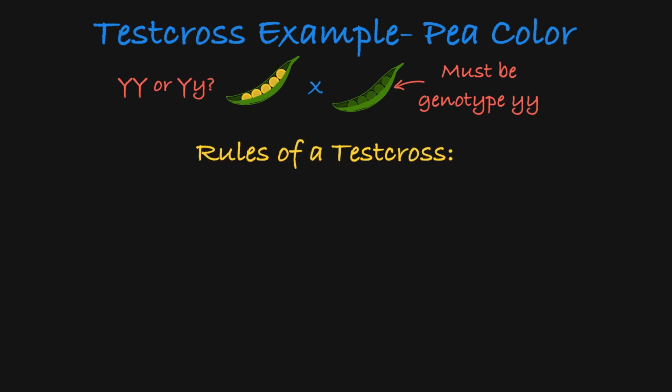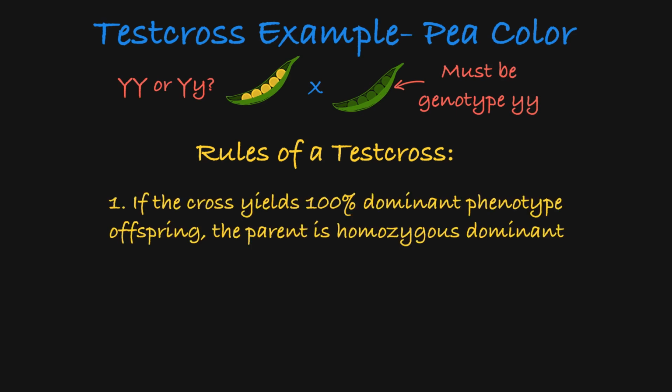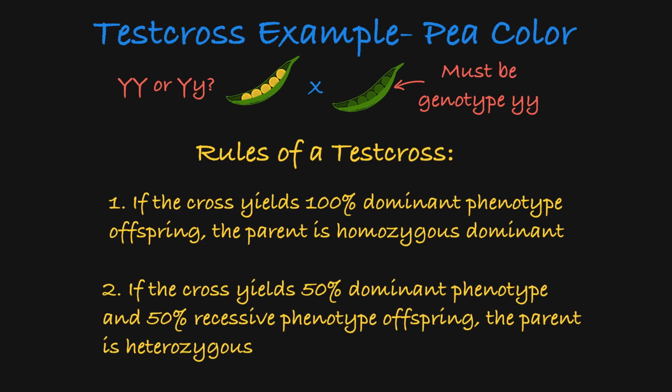So, in a test cross, if the cross yields 100% offspring with the dominant phenotype, then you know that the parent is homozygous dominant, as it only passes on dominant alleles to its offspring. All of these offspring must be heterozygous. If the test cross yields 50% dominant and 50% recessive phenotypes within the offspring, then you know that the parent was heterozygous, passing on its dominant allele 50% of the time and its recessive allele 50% of the time.